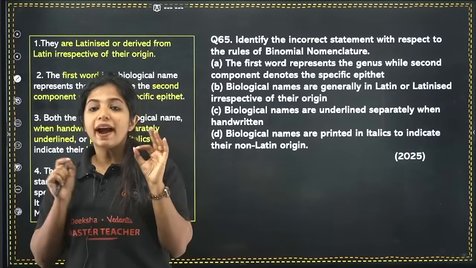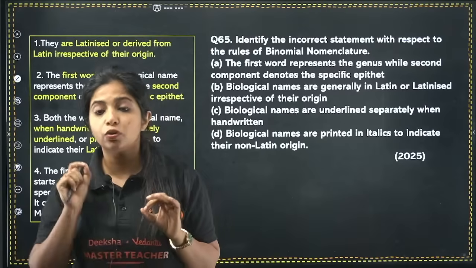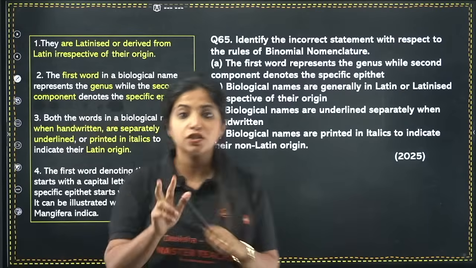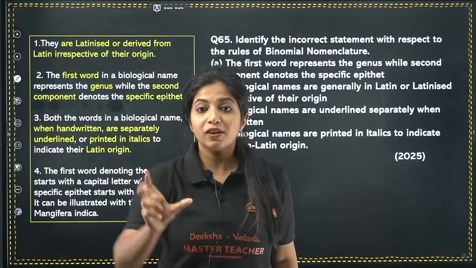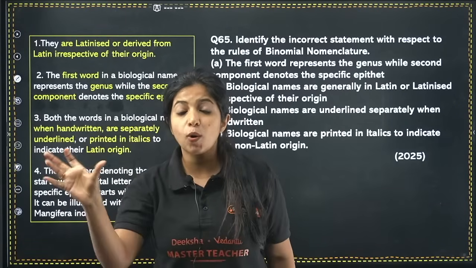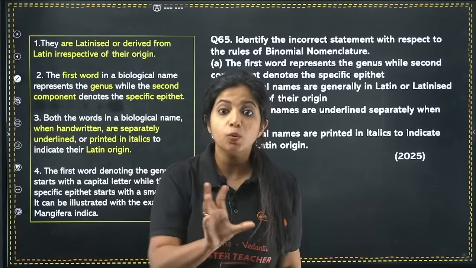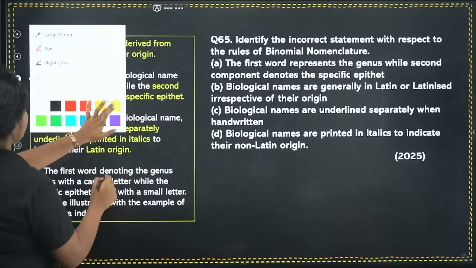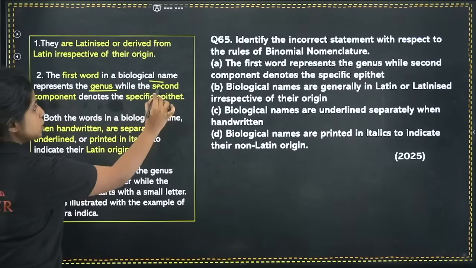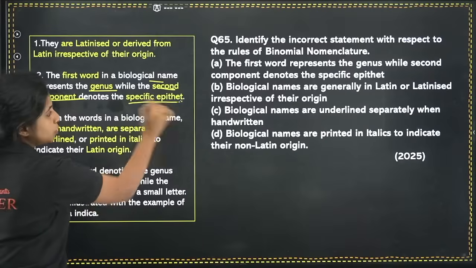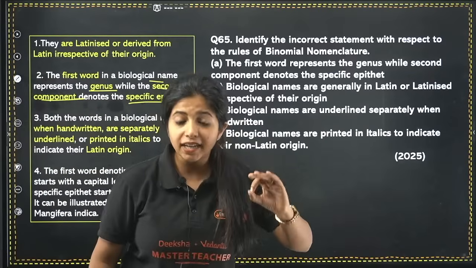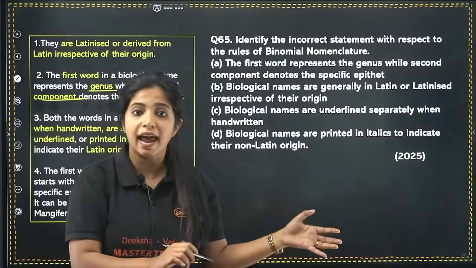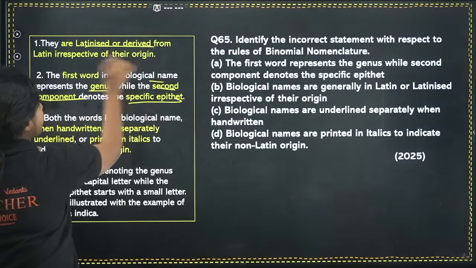Now, identify the incorrect statement with respect to the rules of binomial nomenclature. What is binomial nomenclature? Binomial nomenclature means two names will be there for an organism. For example, Homo sapiens. Homo is our genus name. Sapiens is the species name. So the first word in a biological name is going to be genus, but the second word is going to be species. And it is always going to be in Latin. If not in Latin, they will convert it to Latin, but definitely it is going to be in Latin only.